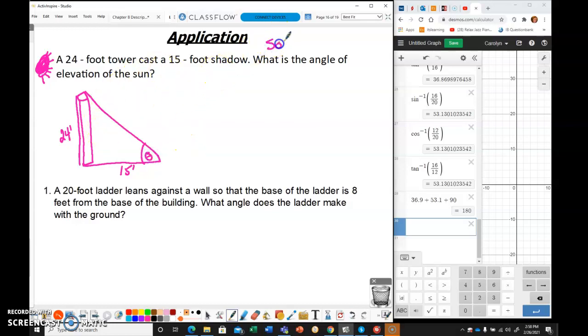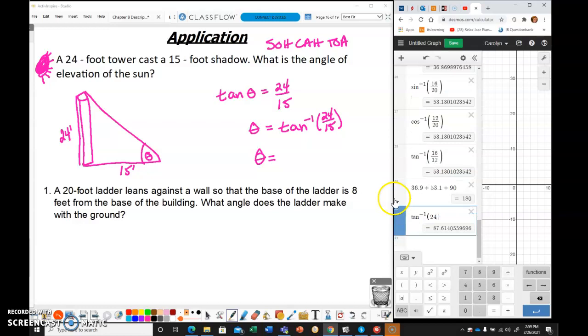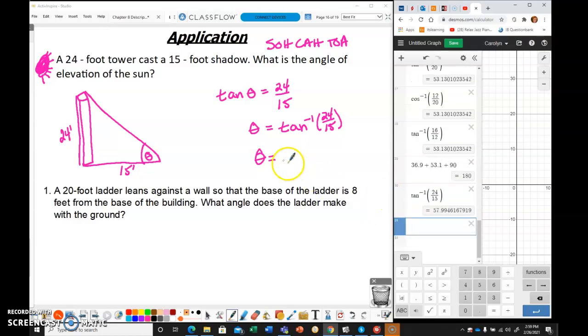If I'm looking at SOHCAHTOA, what I have is the opposite and the adjacent. So that looks like I'm going to be using tangent. The tangent of my missing angle, theta, is equal to the opposite over the adjacent. To get rid of the tangent on this side, I take the inverse of the opposite side, 24 over 15. That should give me my angle measure. So the inverse tangent of 24 divided by 15 gives me an angle measurement.